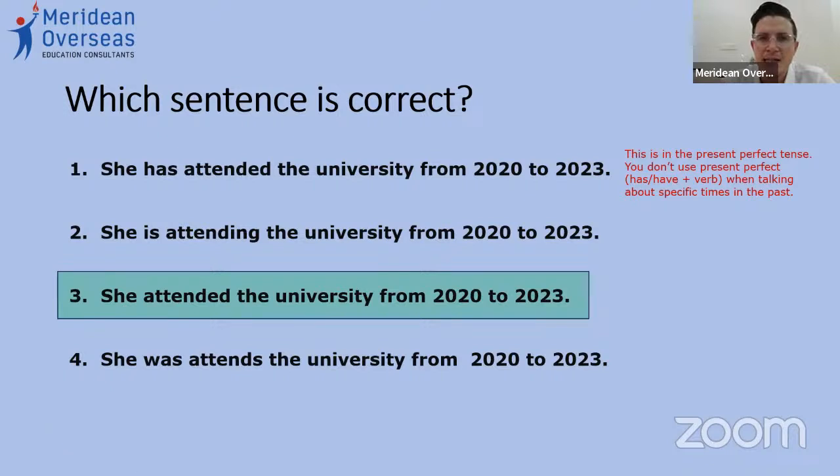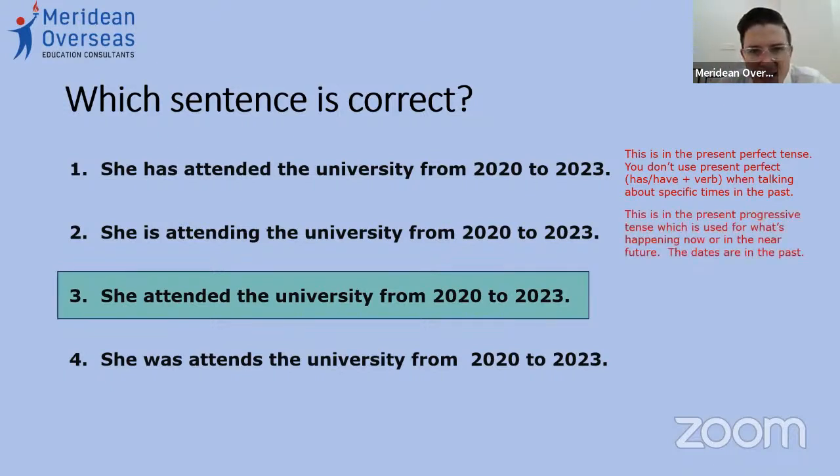Okay, so if you're saying she has attended the university, you would just stop the sentence there. You don't then give a time frame. Okay, present perfect is about talking about the present, but in how it relates to the past. Number two, she is attending the university from 2020 to 2023. This would have made sense back in 2020.